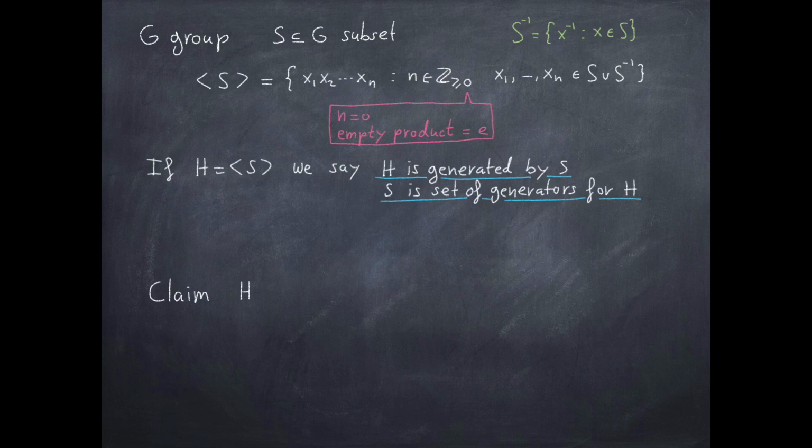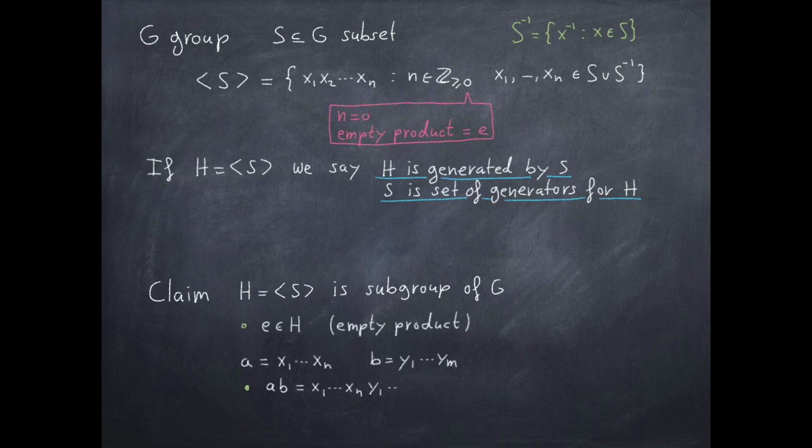Let H be the subgroup generated by the set S. As the name suggests, H is indeed a subgroup of G. To prove this, we just need to show that H is not empty, that it is closed under taking products, and that it is closed under taking inverses.